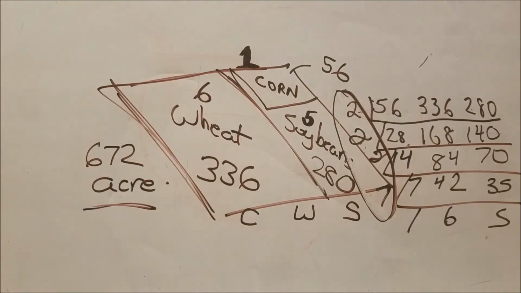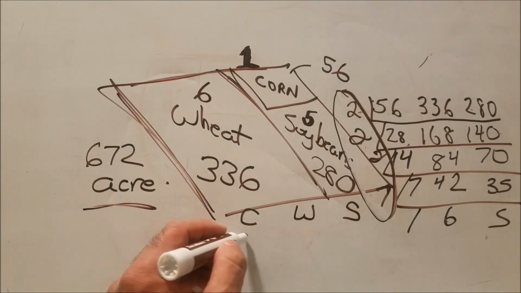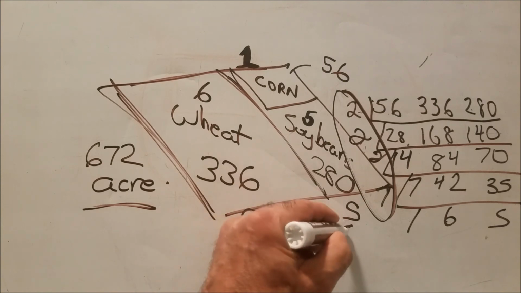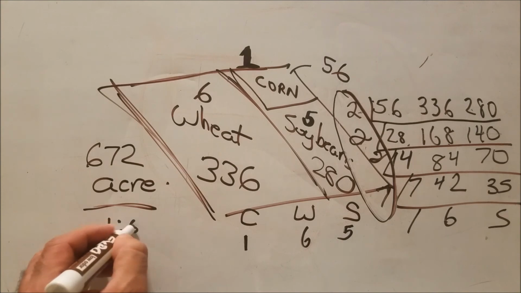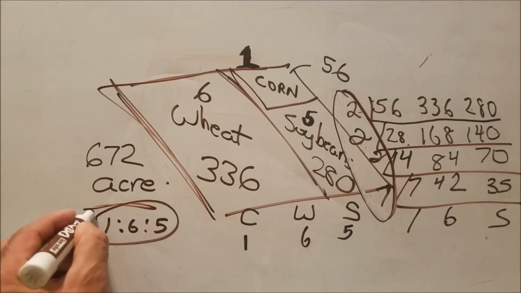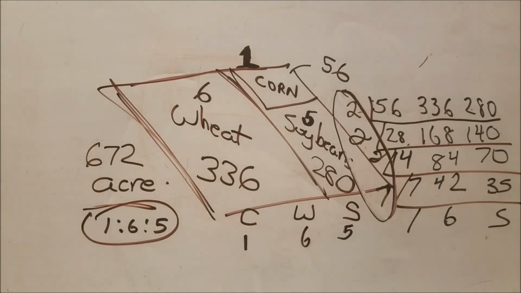So that's our ratios. And we set it as corn, wheat, and soybeans, so it would be 1, 6, 5, and be written like 1:6:5. All right, that's partitive proportions. Great job.